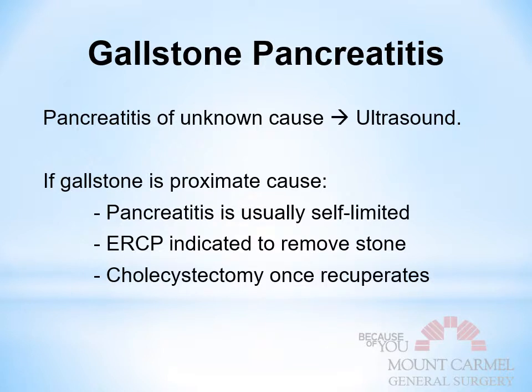Now, next up would be gallstone pancreatitis. We'll sort of switch gears to that now. If you do have pancreatitis of unknown cause, get an ultrasound because it may be gallstone pancreatitis. If it is the proximate cause, pancreatitis is fortunately self-limited. So pancreatitis, as we know, has a very variable course, a lot of complications, and is very unpredictable. But in this case, you can generally say that if it's a cholelithiasis-induced pancreatitis, then the patient's outcome is pretty promising.